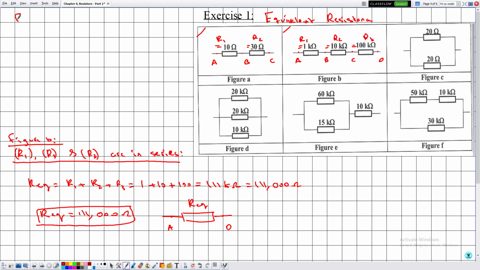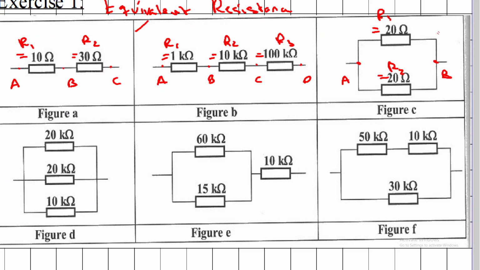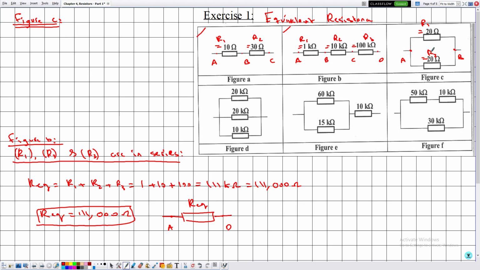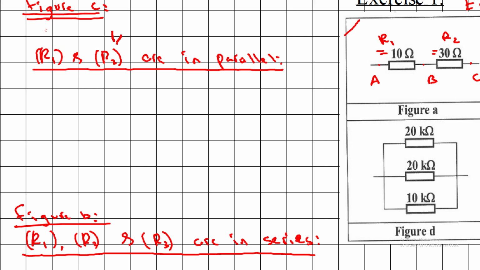Now in figure C, so this is R1 and this is R2. Let's say that this is the point A and this is the point B. Notice that in this case R1 and R2, they are in parallel because they have two terminals in common. So always whenever we are calculating equivalent resistance, first we must say the grouping, that R1 and R2 are in parallel. So usually this statement we give it half a mark.